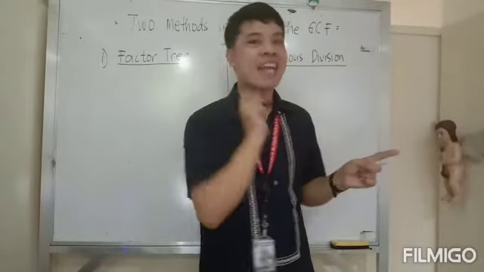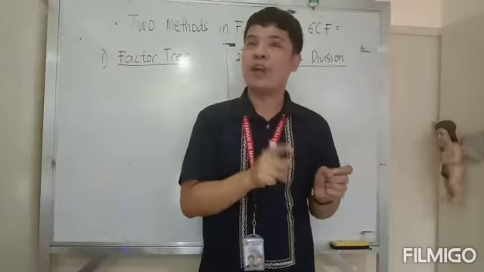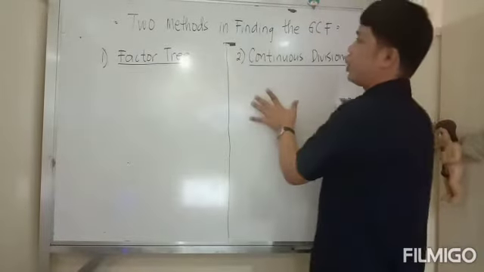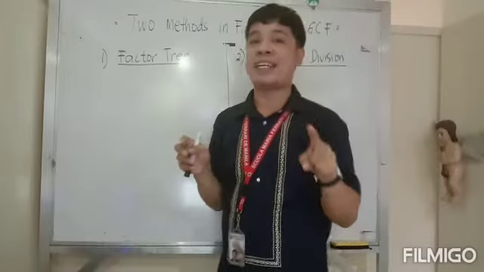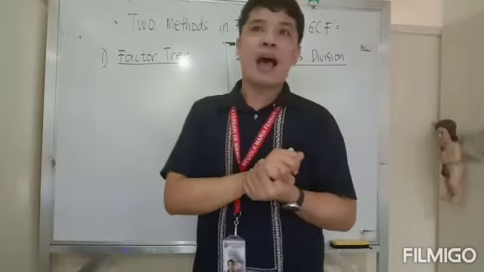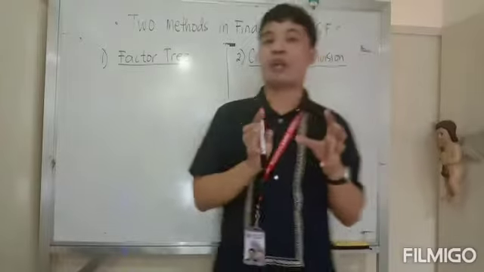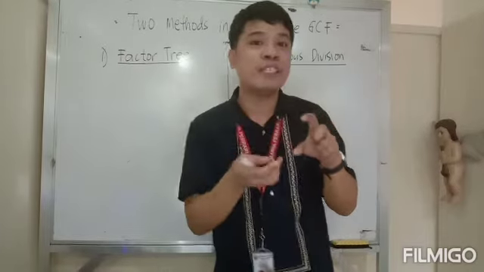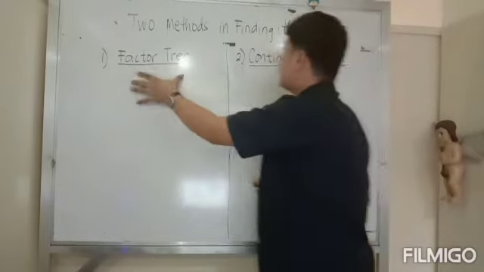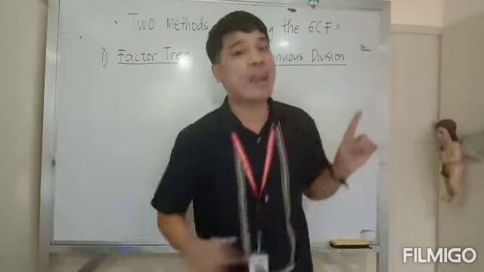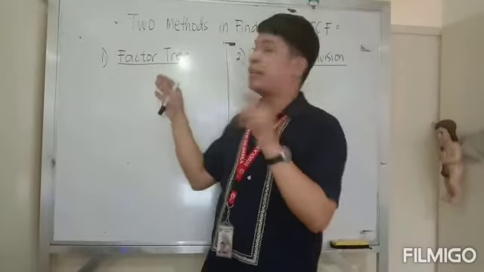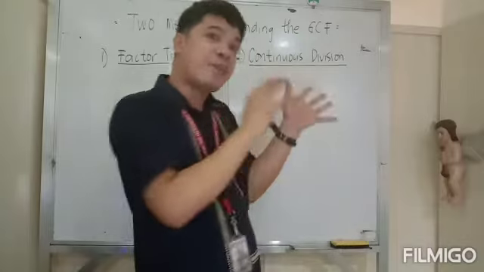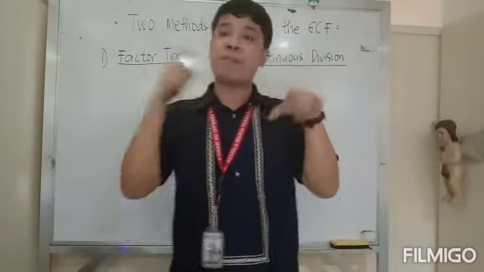Okay, for today's vlog guys, I will be teaching you how to find GCF using factor tree and continuous division. These are the two methods in finding GCF. The numbers that we're going to use are 40 and 60. These two numbers will be solved using the factor tree and continuous division, and we will compare later if the GCF of 40 and 60 using the factor tree is the same as the one from continuous division. So we're going to compare the two answers.